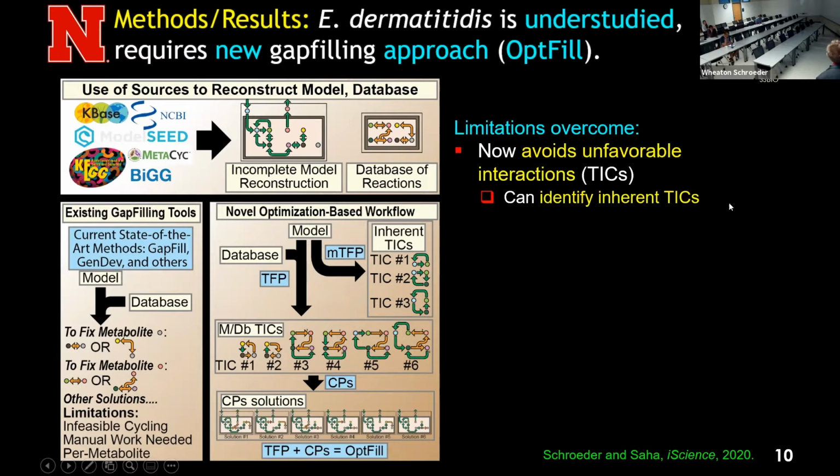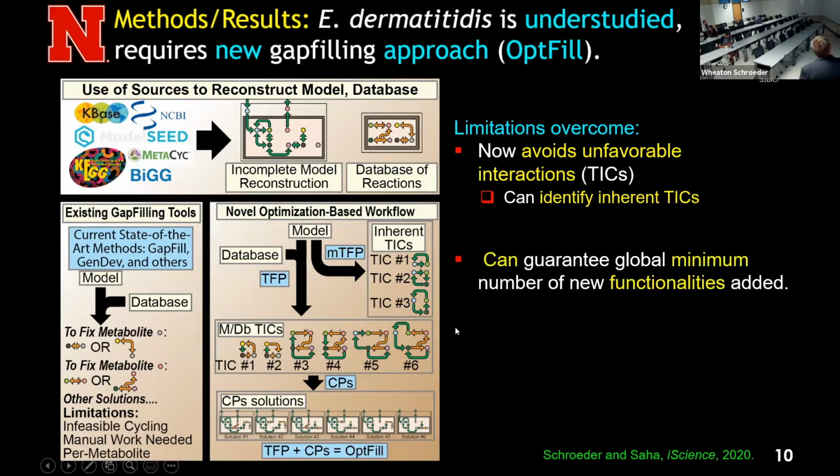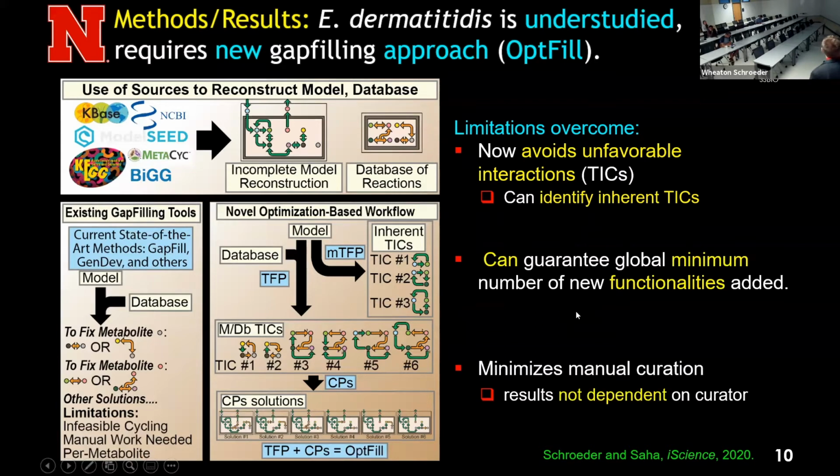The first is we can avoid these TICs now. And from a small modification of the TIC finding problem, we can actually identify inherent TICs. So we get almost two different genome scale modeling tools for the price of one. We can also guarantee that we're adding a minimum number of new functionalities. And finally, we're minimizing our dependence on who's doing the model building because the results are for a whole model as opposed to per gap. So you just have to pick one result and run with it.